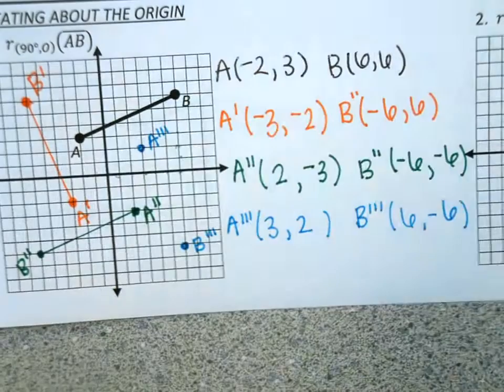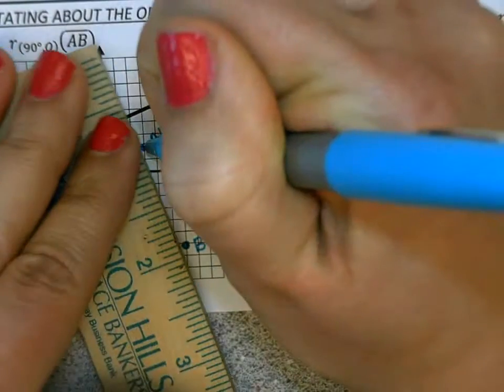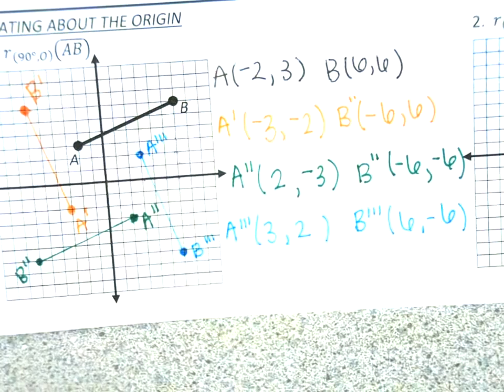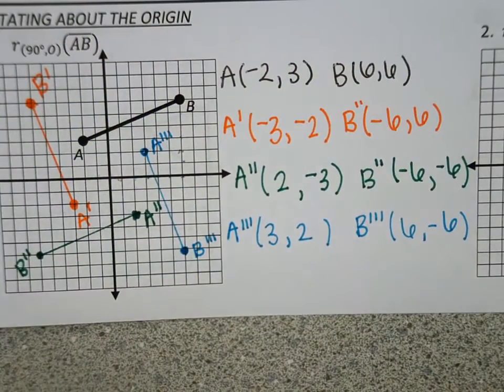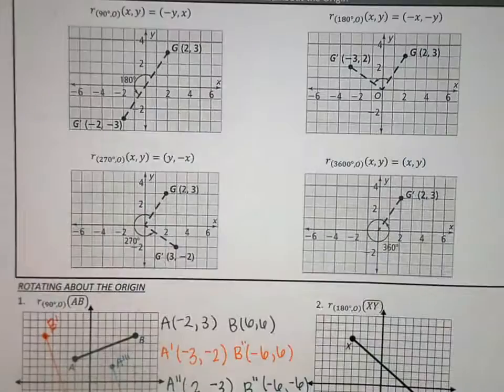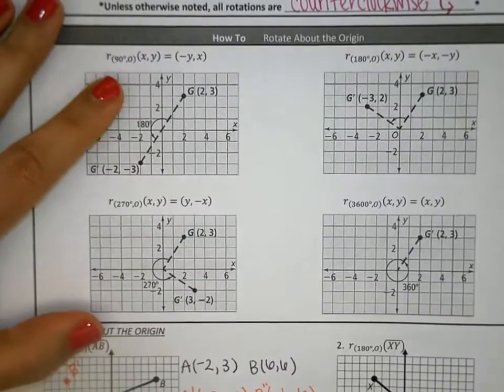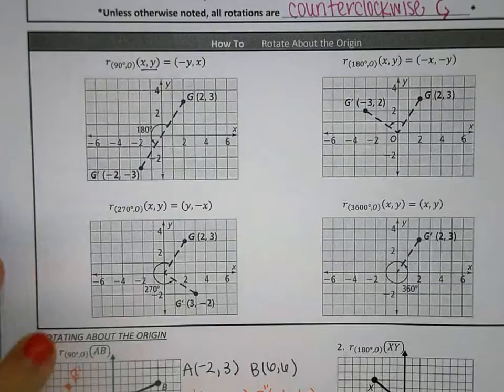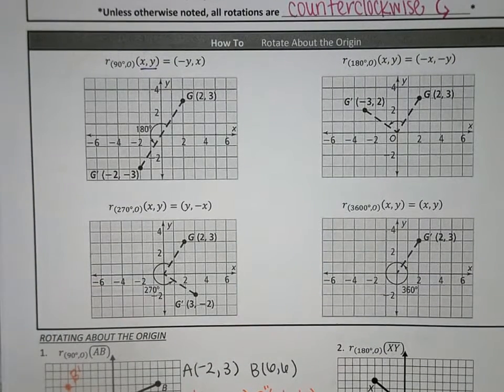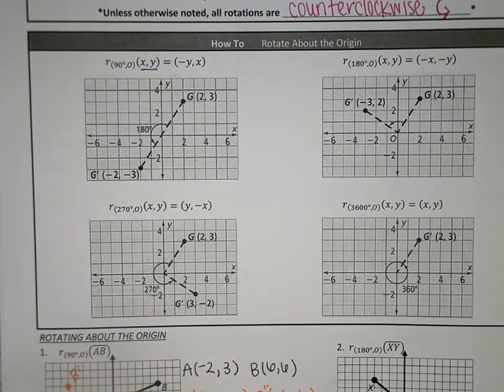Make sure you label all the points. Okay, so we can make some generalizations about rotating, right? Go back up to the how to rotate about the origin box. If our original coordinates were x, y, we're going to use x comma y as our originals, and the rest are all going to follow.